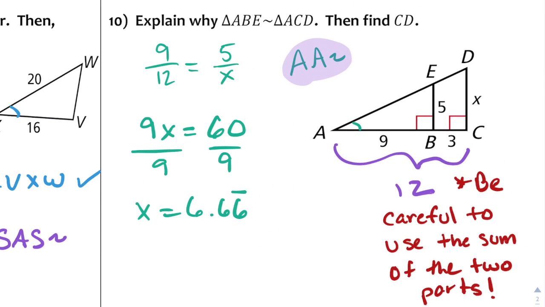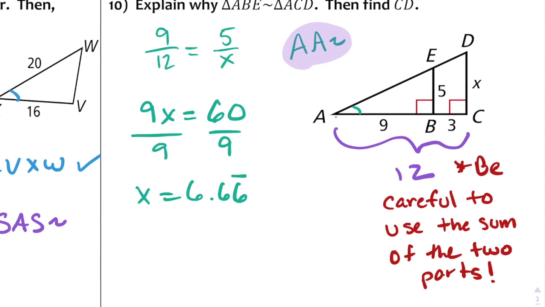Number 10, explain why ABE and ACD are similar. Then find angle C. Well, if you separate these, they both share angle A. Look at that. If I pull those apart, they both share angle A. I don't need to pull them apart. I'm just going to say angle A is congruent to angle A. I also know that angle B, or EBA, is congruent to angle DCA. So, by angle, angle, they're similar.